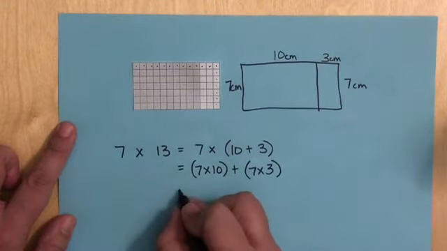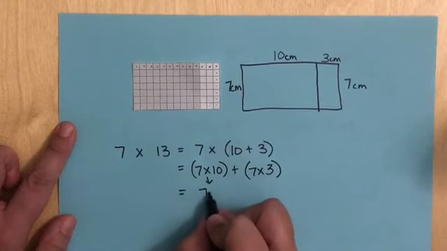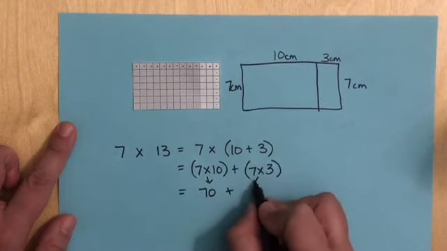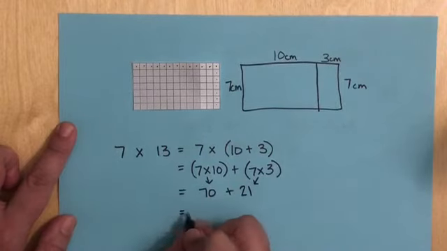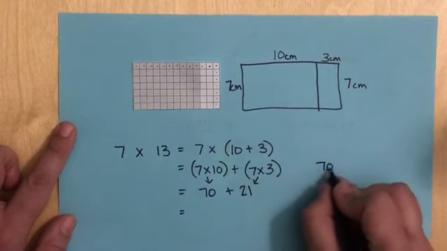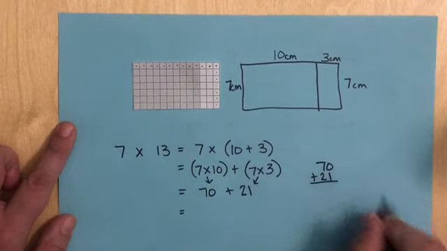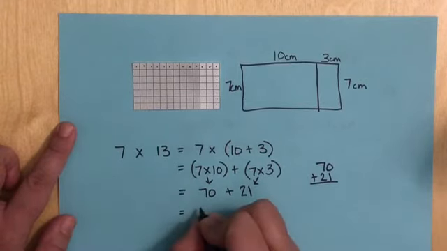Then you should have found the area of each rectangle after that. So 7 times 10 is 70 plus 7 times 3, which is 21. Then 70 plus 21. And if you need to stack these off to the side, you totally can. So you could go 70 plus 21. Some of you guys are getting really good at your mental math though, so just whatever works for you. But you should have gotten 91.